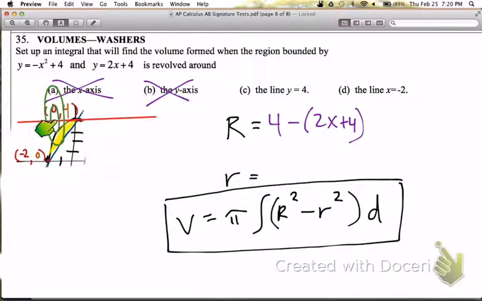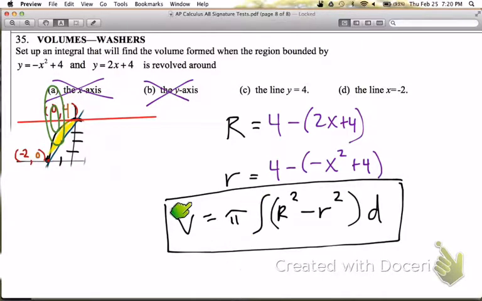And then for the inside ring, it's going to be the line minus the quadratic equation. So it'll be 4 minus negative x squared plus 4. And you can simplify this if you want to, but you don't really need to because for the purposes of the signature test at least, I just want to know whether or not you can identify these. It would be very easy to plug that into your calculator and have it solve it for you, so it's not a priority of mine for you to be able to simplify it.